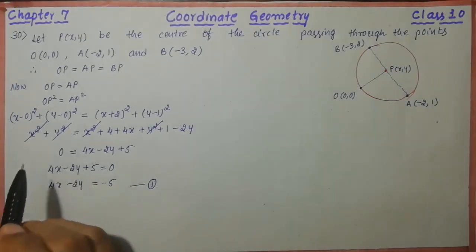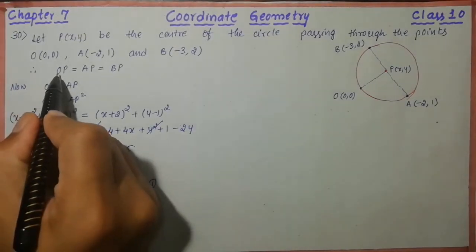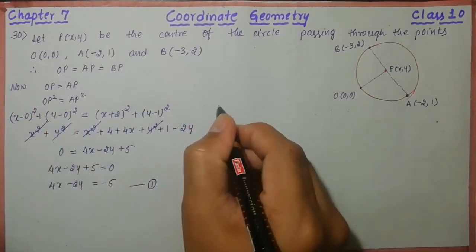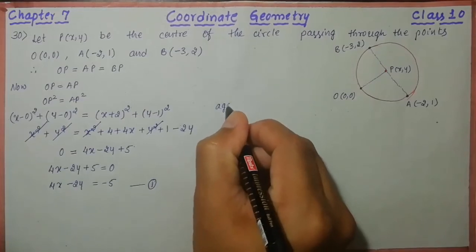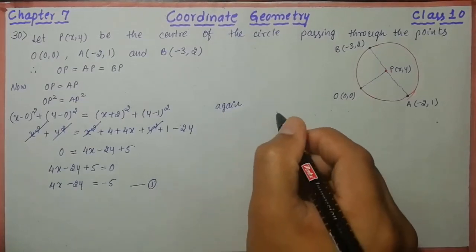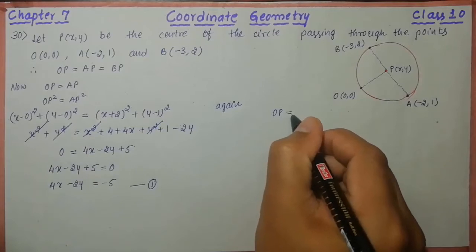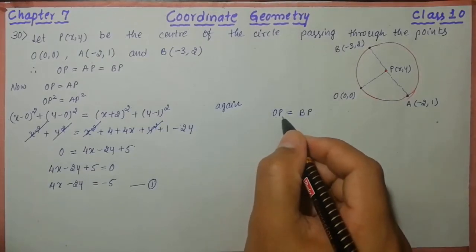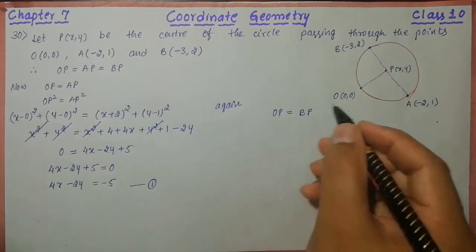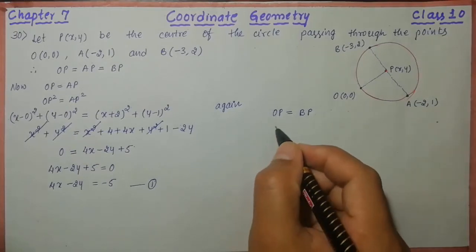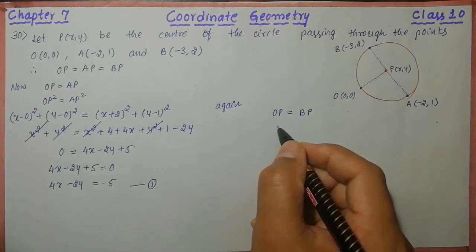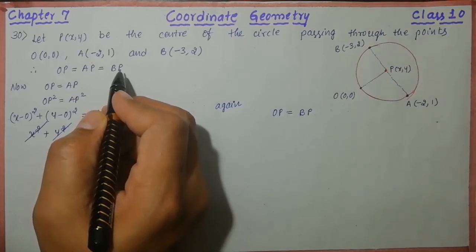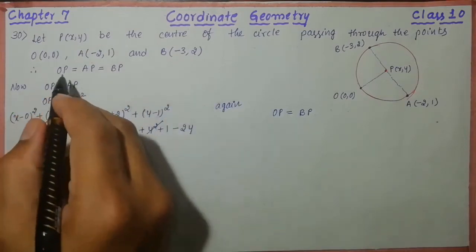Now I am going to consider one more equality. Now look at here, OP, BP. Okay, first and third. So now I'm going to write here again, OP is equal to BP. Okay, so I'm going to consider OP. This is because O is (0, 0), so that's why the left hand side will become very easy. Even if you consider the second and third equality, it will also be right, you will get the solution. But if you consider OP, it will be very easy.